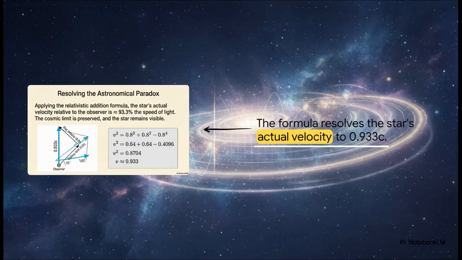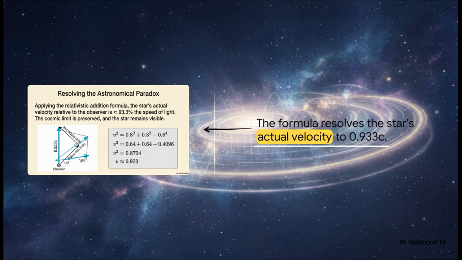So, let's bring this all the way back to our astronomical paradox. The galaxy and the star. Remember how classical math gave us that totally impossible 1.13 c? Well, if we take those same 0.8c velocities and plug them into our newly derived formula, complete with our new subtraction factor, it mathematically resolves the star's actual speed to about 0.933c. Just like that, the paradox vanishes.